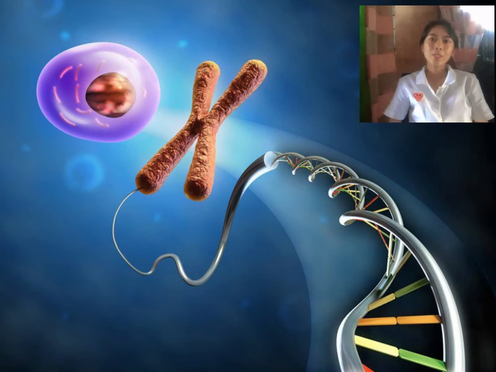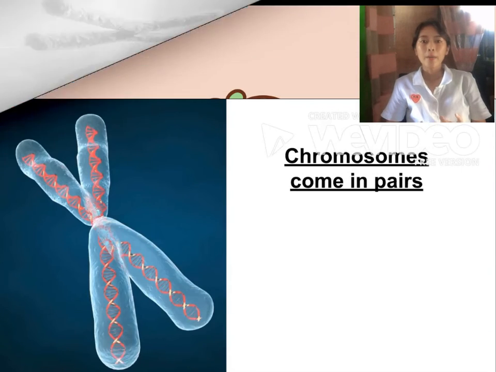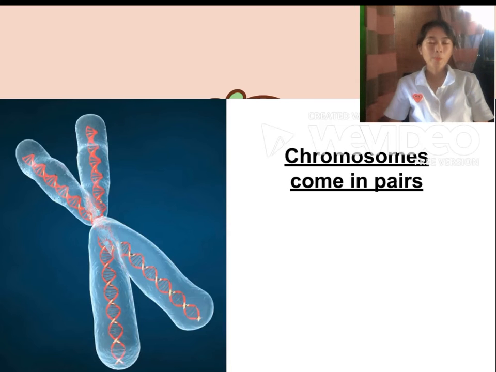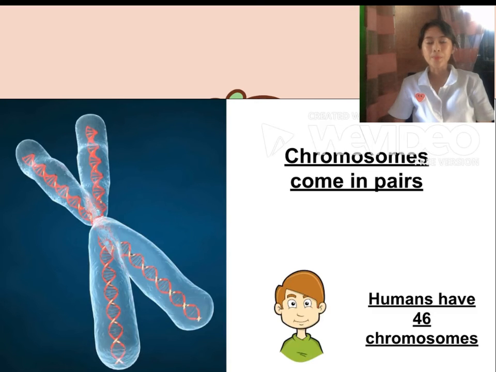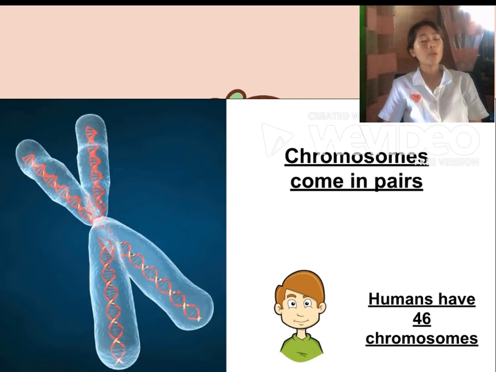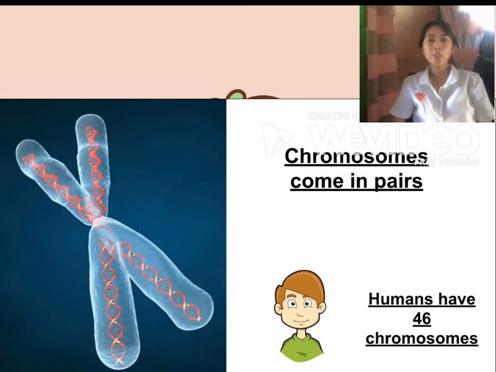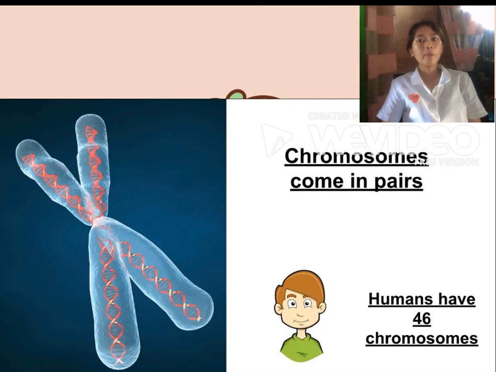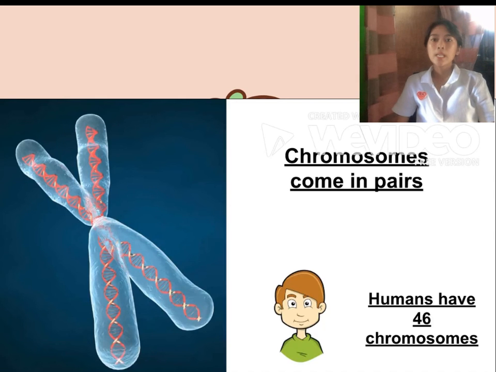To sum up the relationship between chromosomes, genes, and alleles, always remember that chromosomes come in pairs of 2. Humans have 46 chromosomes, 23 from your mother and 23 from your father. The number of chromosomes varies from species to species, as well as their composition.